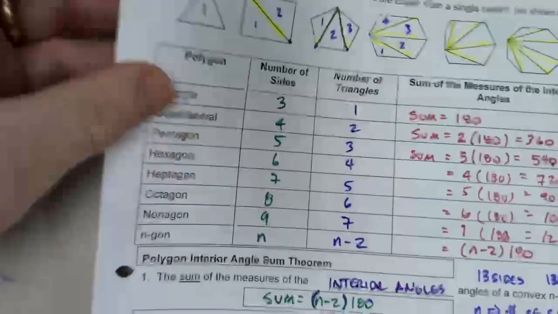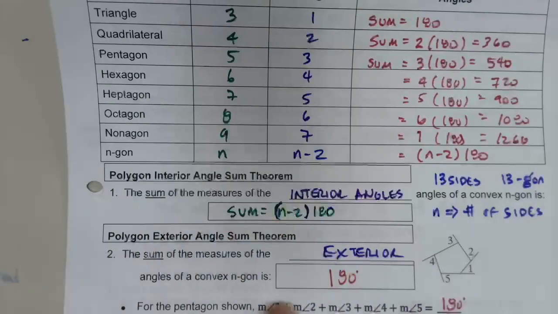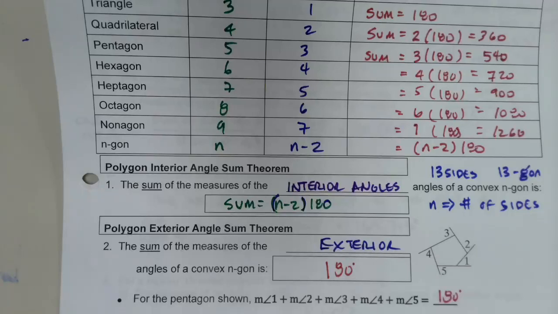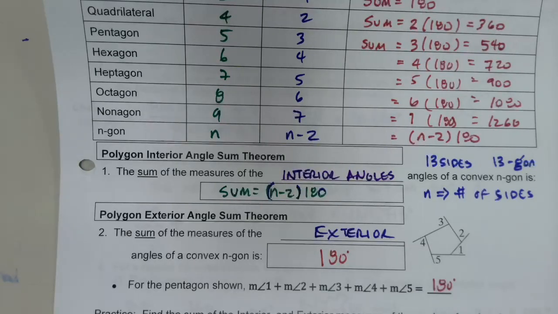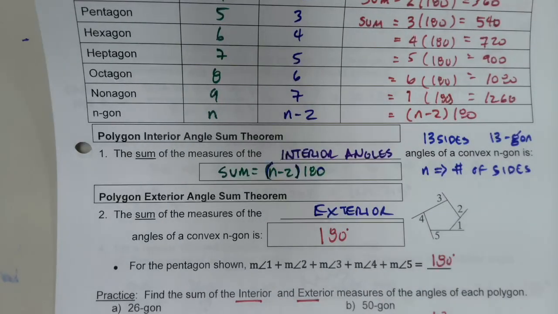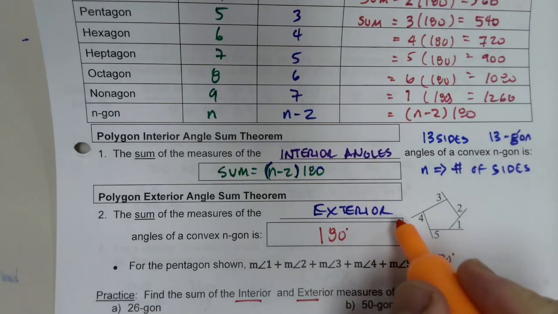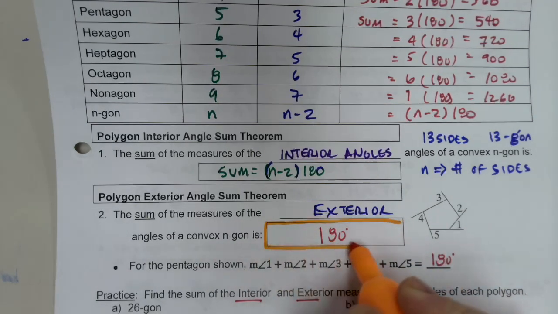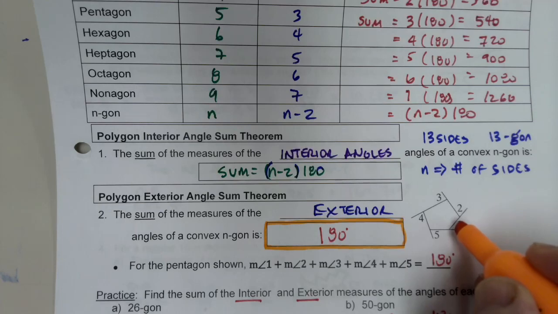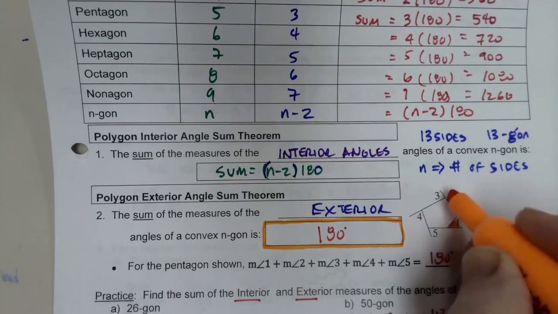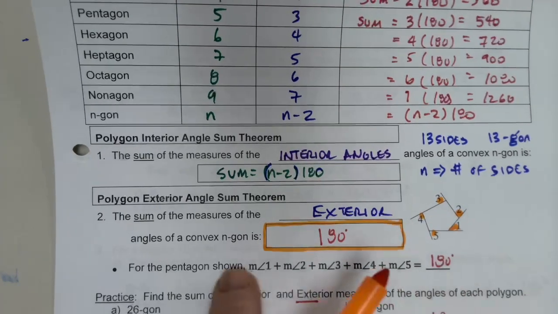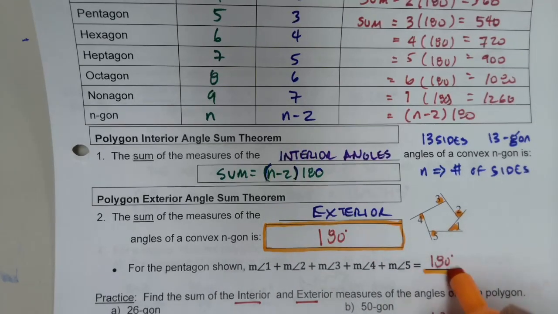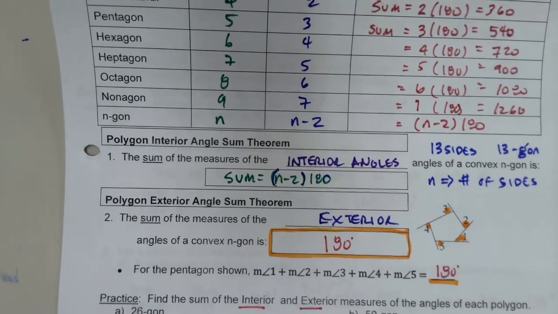Okay? Now, if you continue on, you'll see that there's a screen that talks about the exterior angles. And it indicates, as shown here in your notes, that no matter how many sides we have, the exterior angles will sum to 180. In this example, this is a pentagon, which has 5 sides, 5 vertices, and 5 exterior angles, all drawn here. If I took all 5 of those and add them together, we will get 180 degrees.